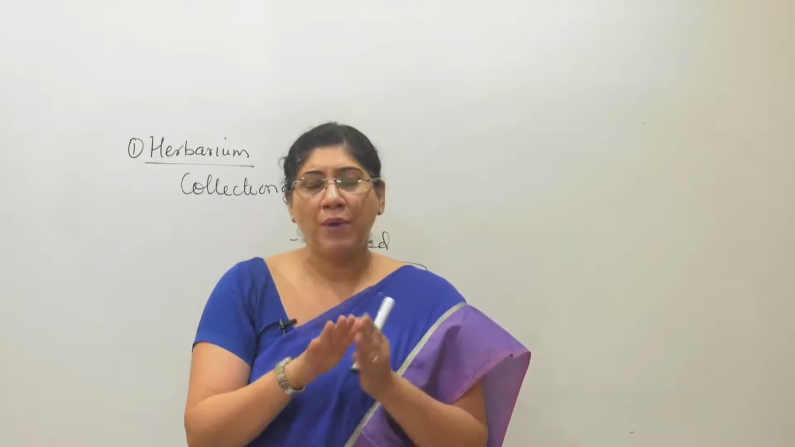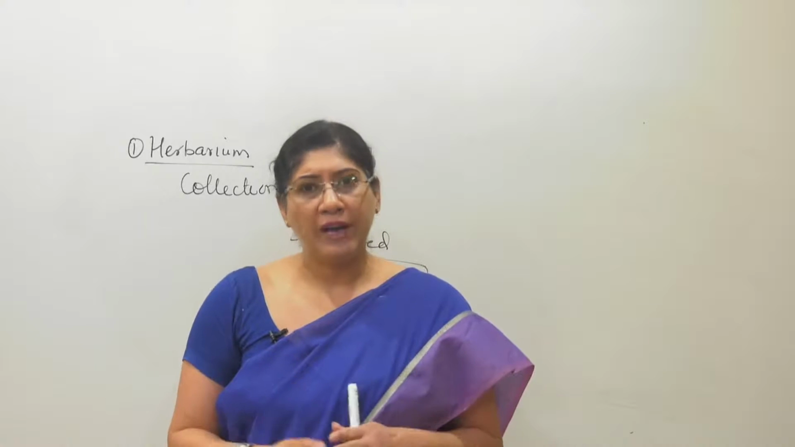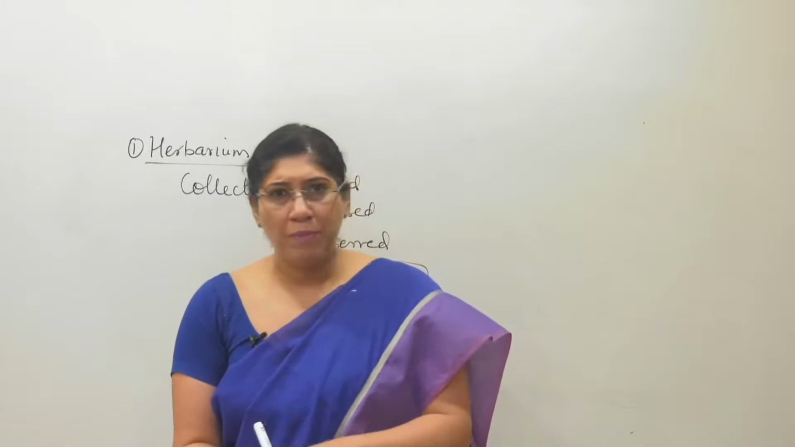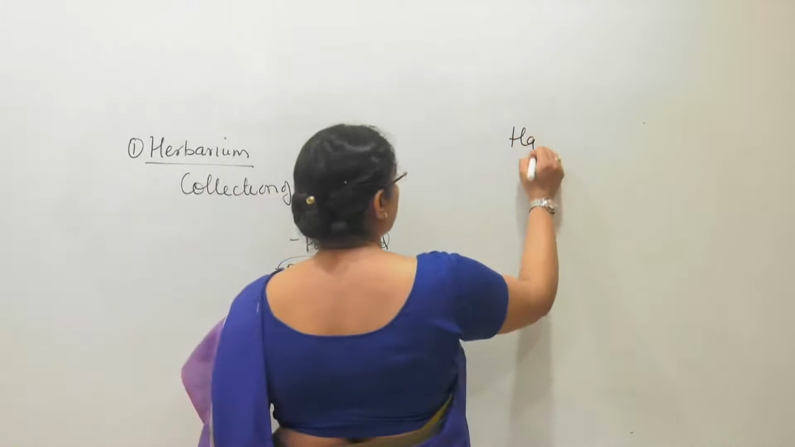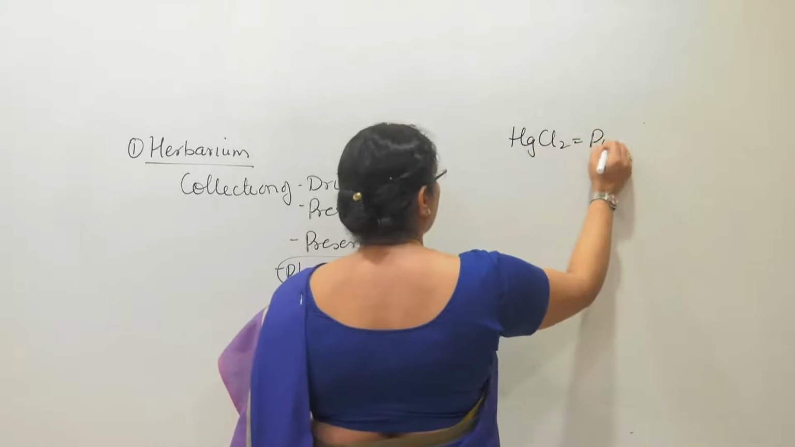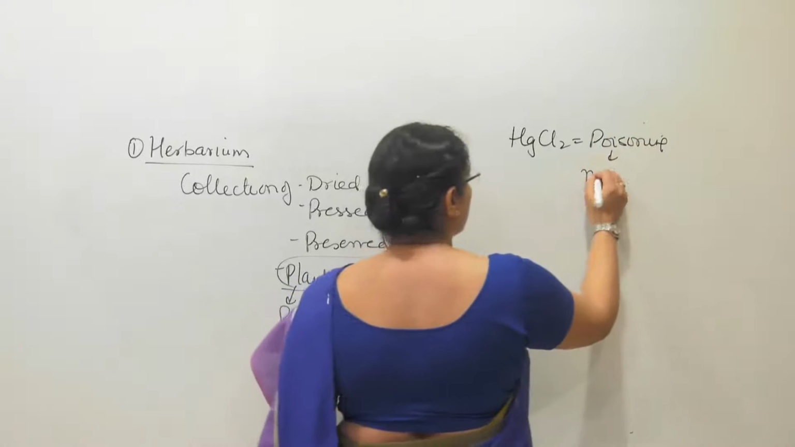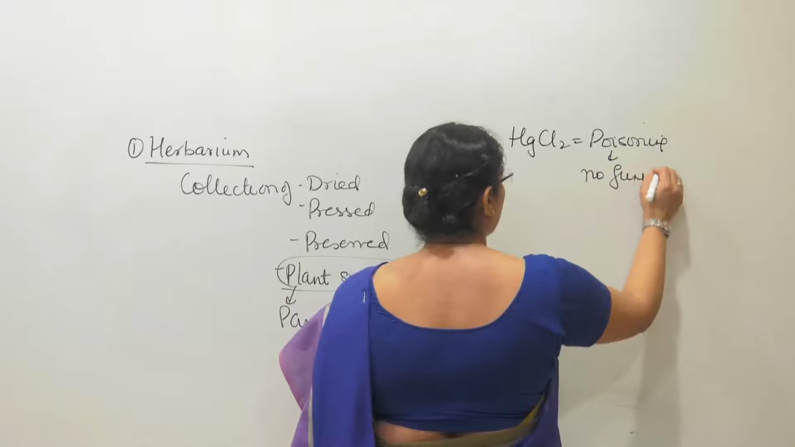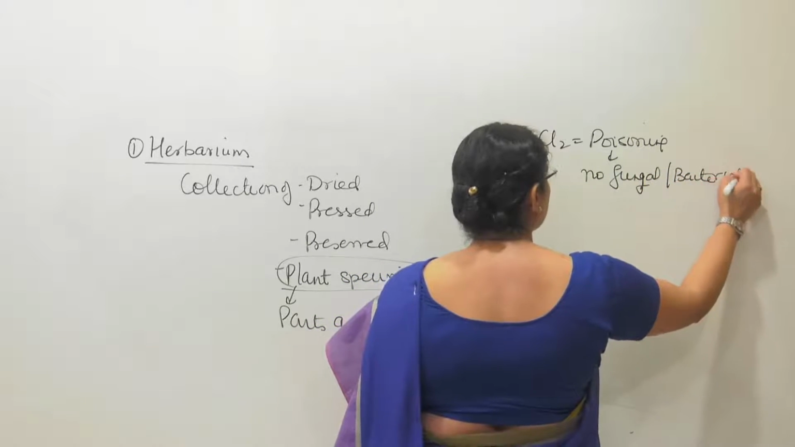You press them properly so that all parts are fully visible. You allow it to dry. You can change your papers in between. In laboratory we can use mercuric chloride for poisoning, so that there is no fungal or bacterial growth.